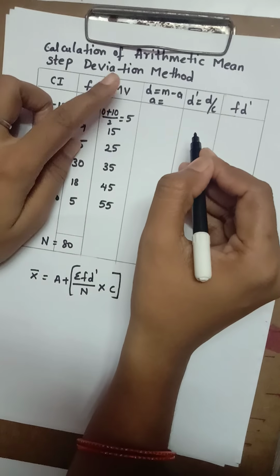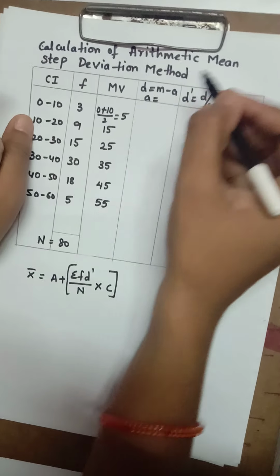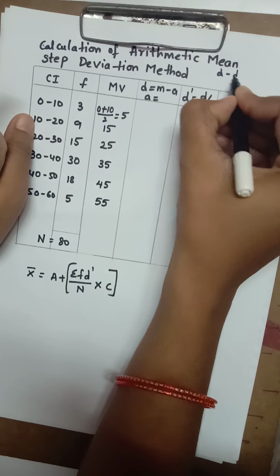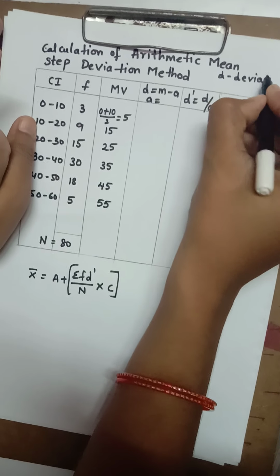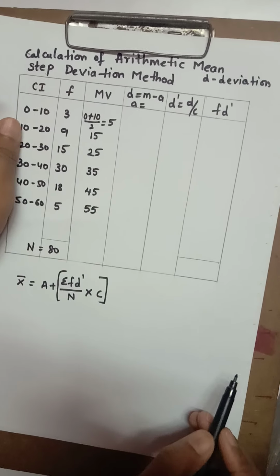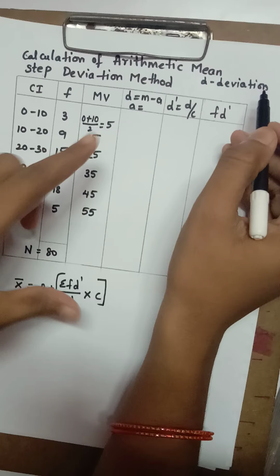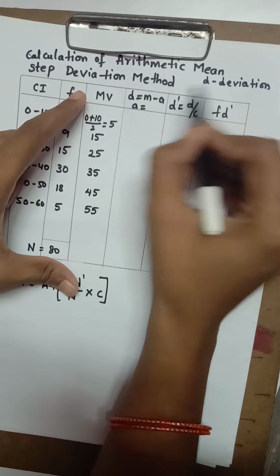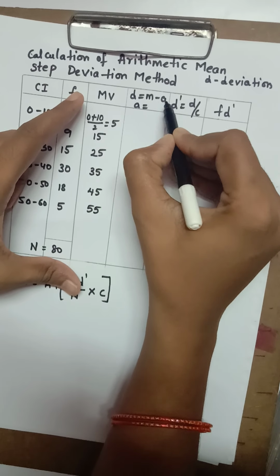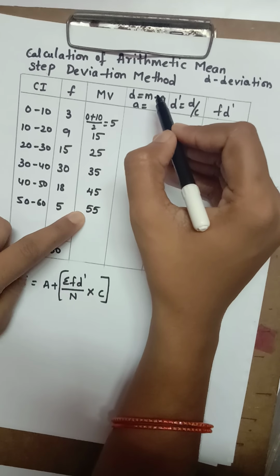Now the next value we need to calculate. Then the next column is D. D is nothing but deviation, as in the step deviation method. Deviation means the difference of the values. Here the formula for the deviation is M minus A. M is nothing but the mid values as per the question.